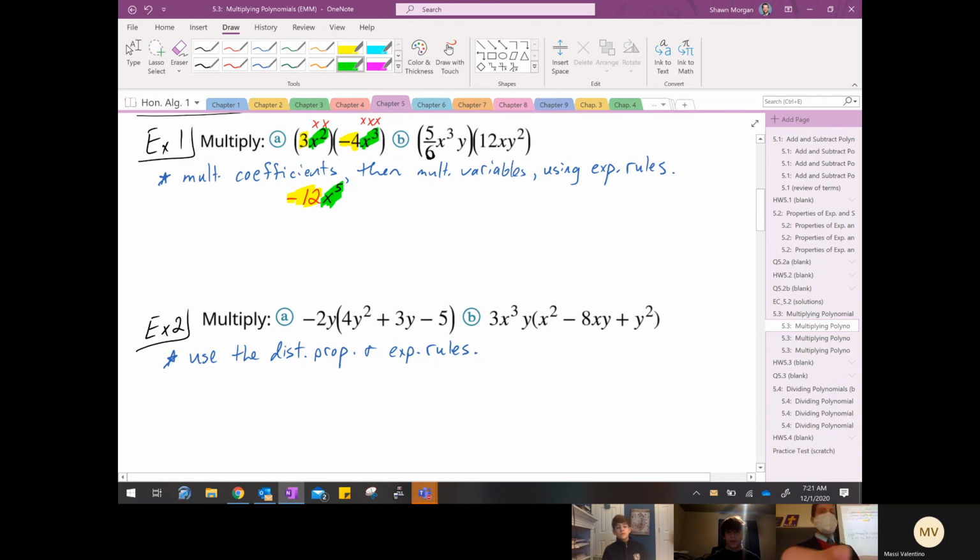And similarly over here, that's exactly what we're going to do with this second example. We're going to multiply 5/6 times 12. What did we say that equaled? So that's going to equal 10. Awesome. And then we'll multiply x cubed times x. Lewis, what's that going to give me? X to the 4th.